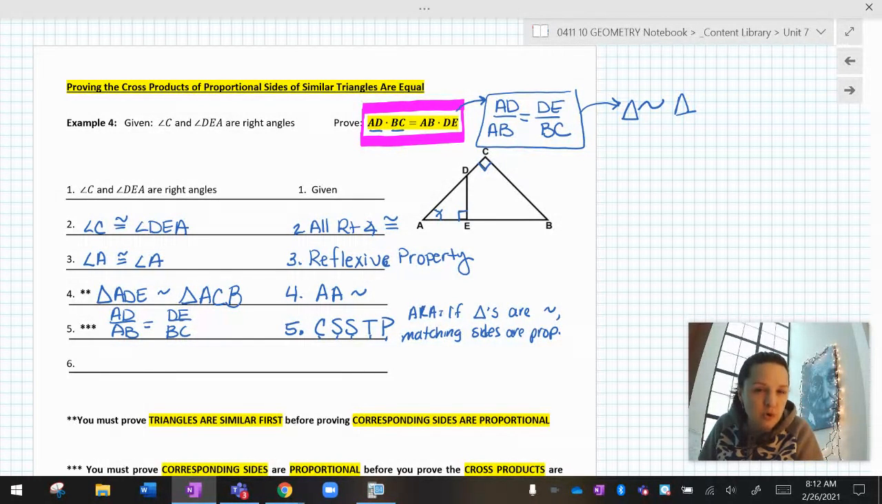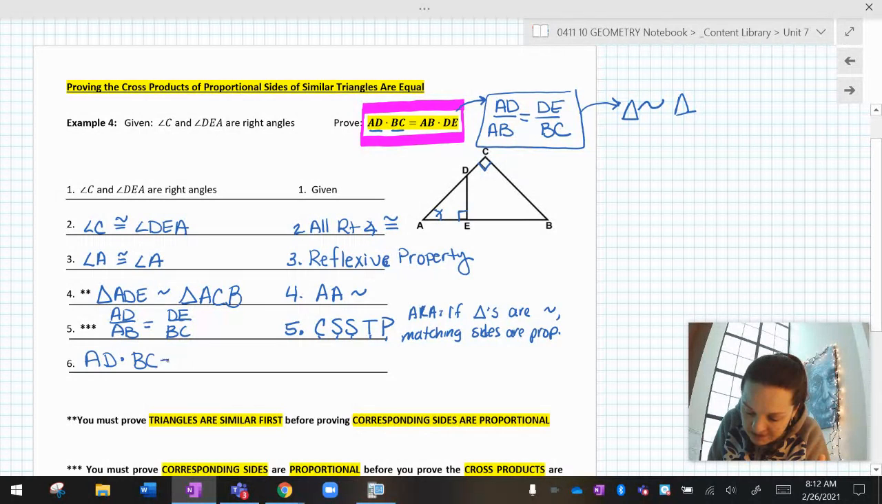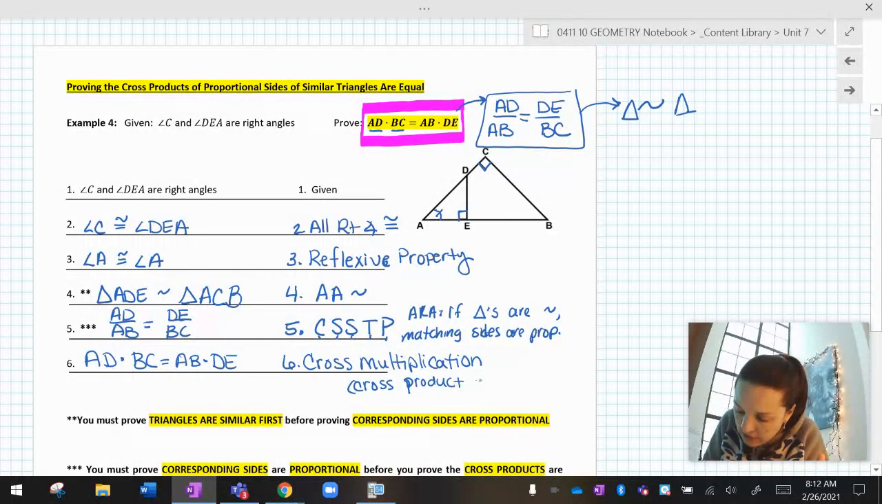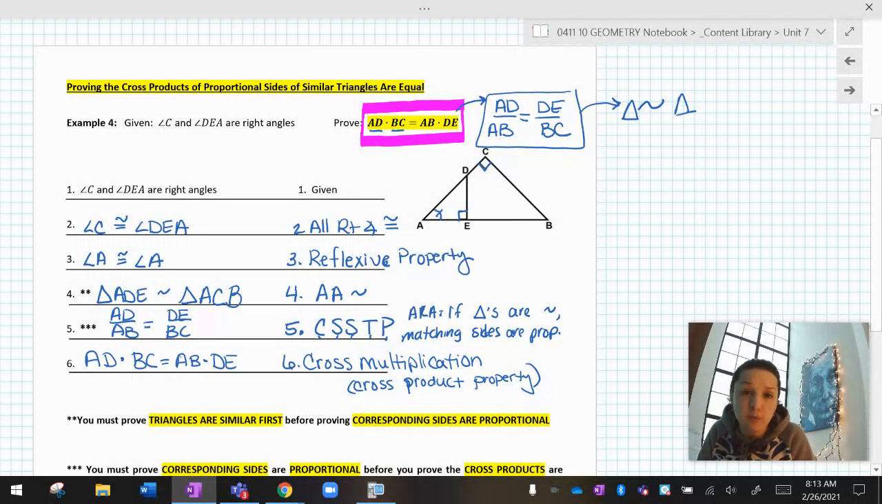And then if I have a proportion, I rarely leave it like that. I usually cross multiply to help me solve it. And that cross multiplication would be AD times BC equals AB times DE. And that's through cross multiplication. Or sometimes you'll see this written as the cross product property. I don't care which one you call it. You just need to know that you cross multiply, and another word for multiply is product.